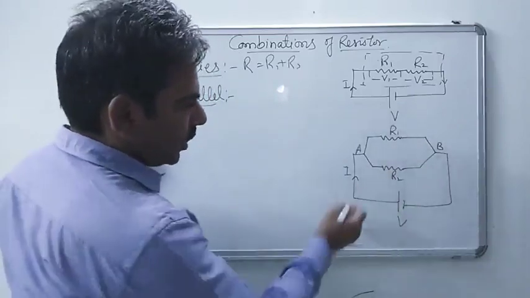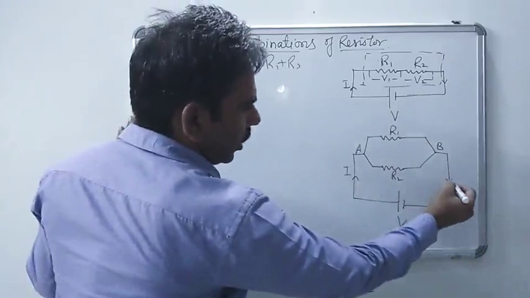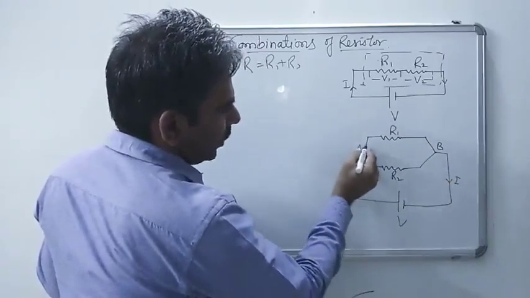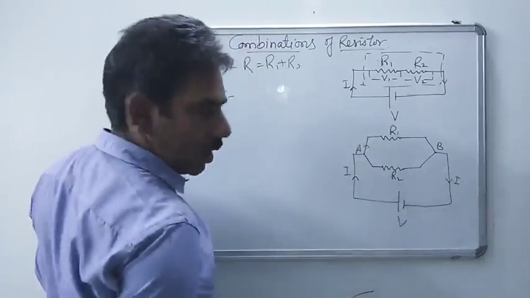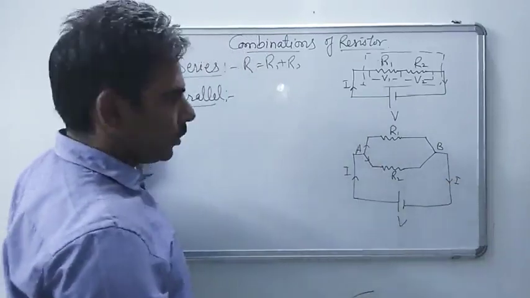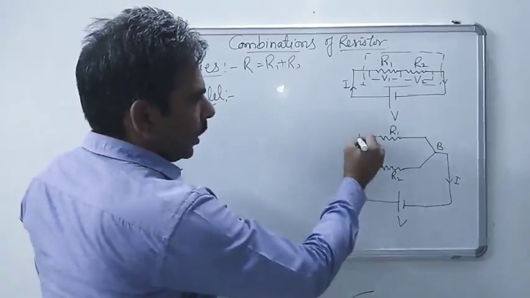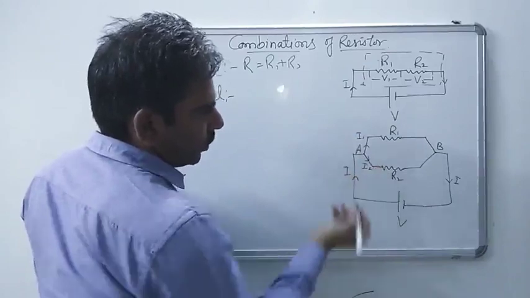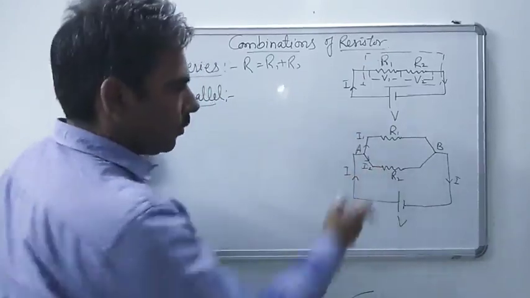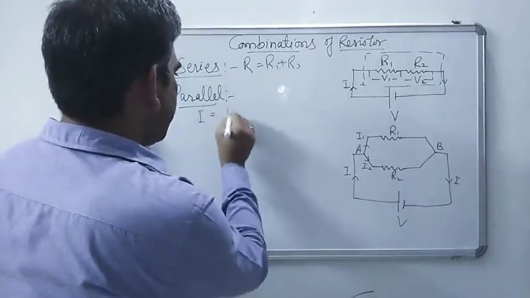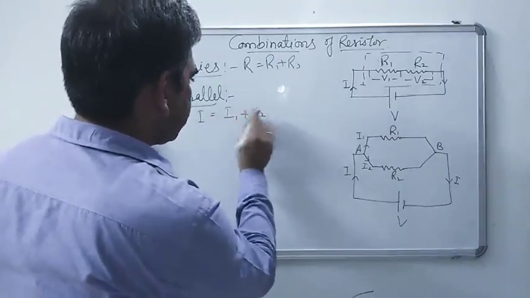What happens to the current? The net current flowing through is I. So at this point, this current will find two paths. One through resistor R1 and another path through resistor R2. Suppose that some current I1 will flow through resistor R1 and current I2, the remaining current, will flow through resistor R2. So that means the net current is equal to I1 plus I2.